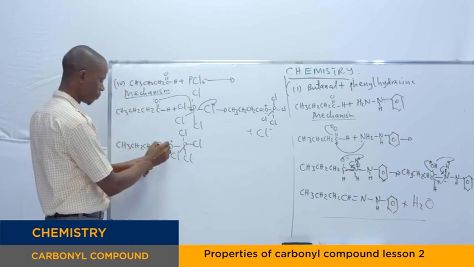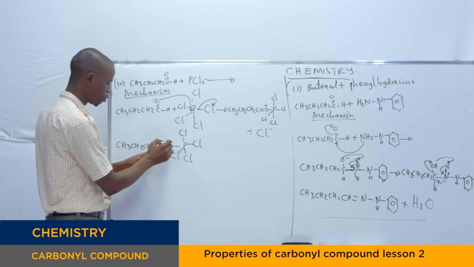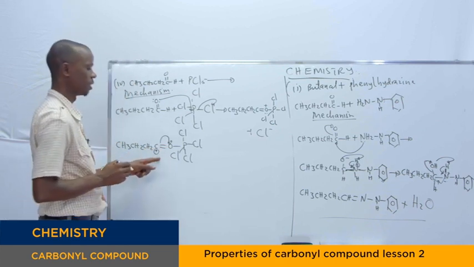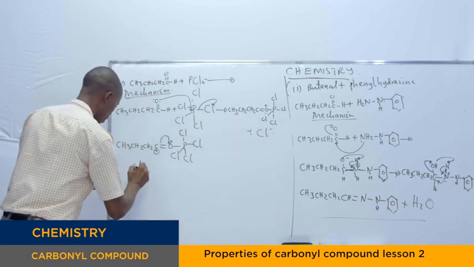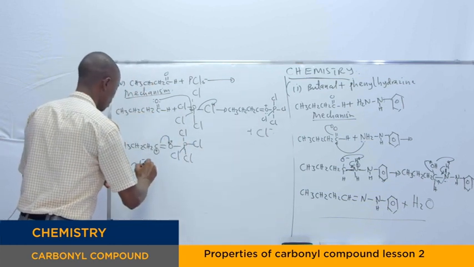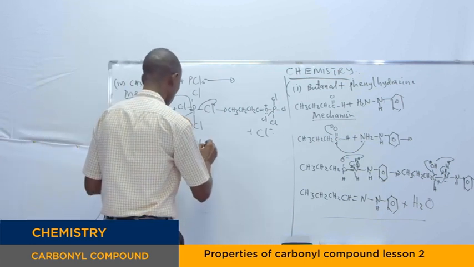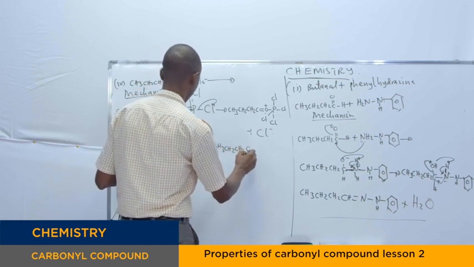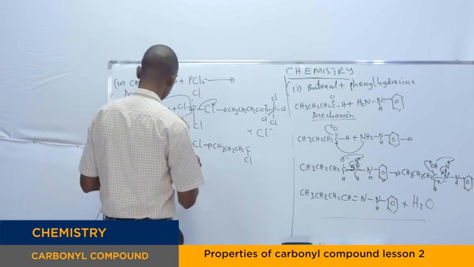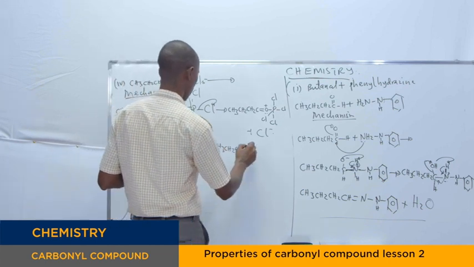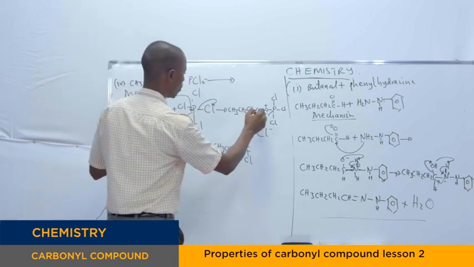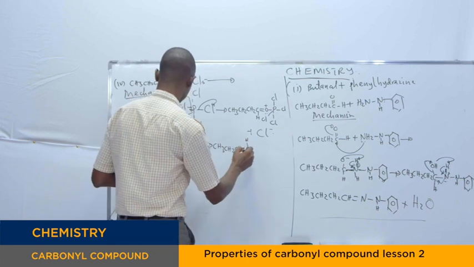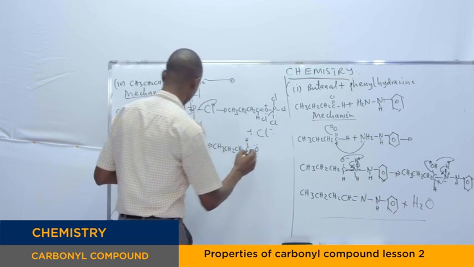Now what happens here is that to return the lone pair on the oxygen atom, this pi bond will break down. So this will remain positively charged. To stabilize this one, this chloride ion will come and neutralize this positively charged carbon. So we are going to have the following. This chloride will be taken there. And remember, this carbon had the hydrogen atom, so we put it there in that way. The lone pair of oxygen has returned.